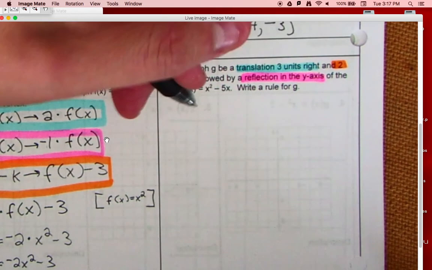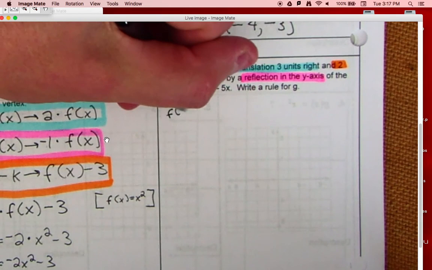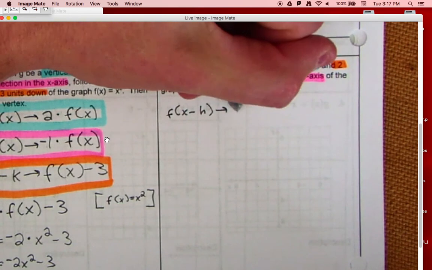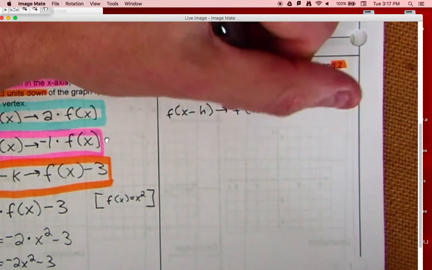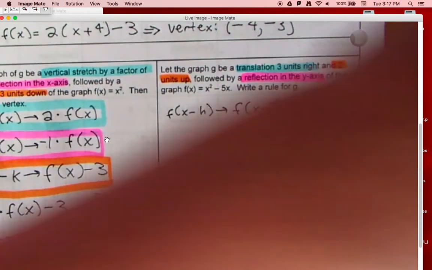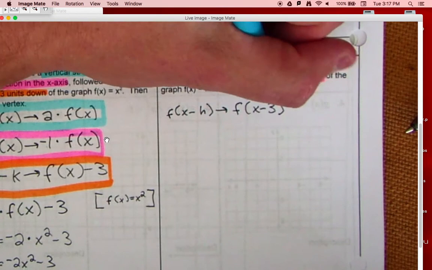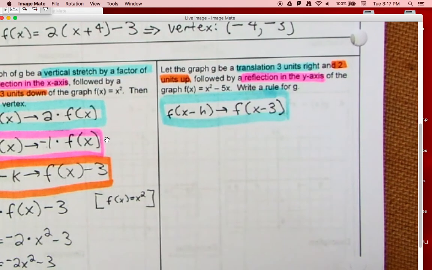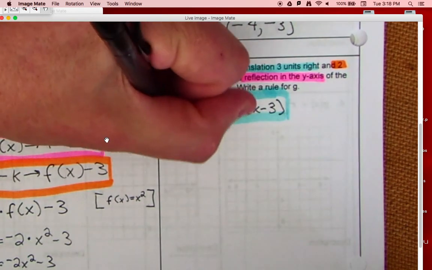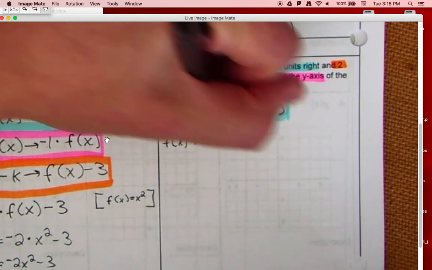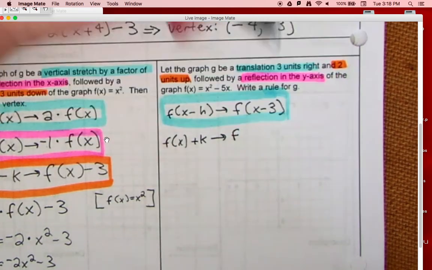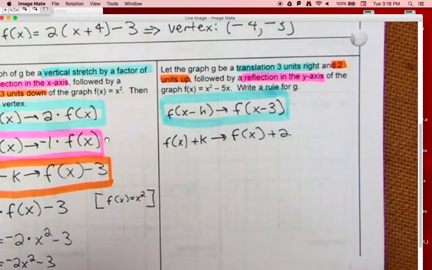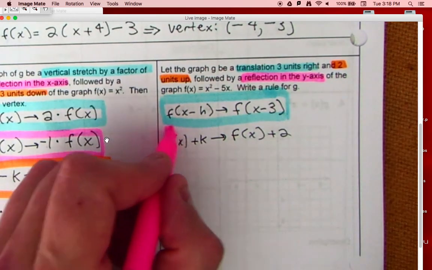So let's see. We got a translation of 3 units right. So remember, to move right is an x minus h. In this case, we're going to subtract 3. So that is the blue, 3 units to the right. All right, the second part, 2 units up. So that takes our function, and we add k. In this case, k is going to be 2.